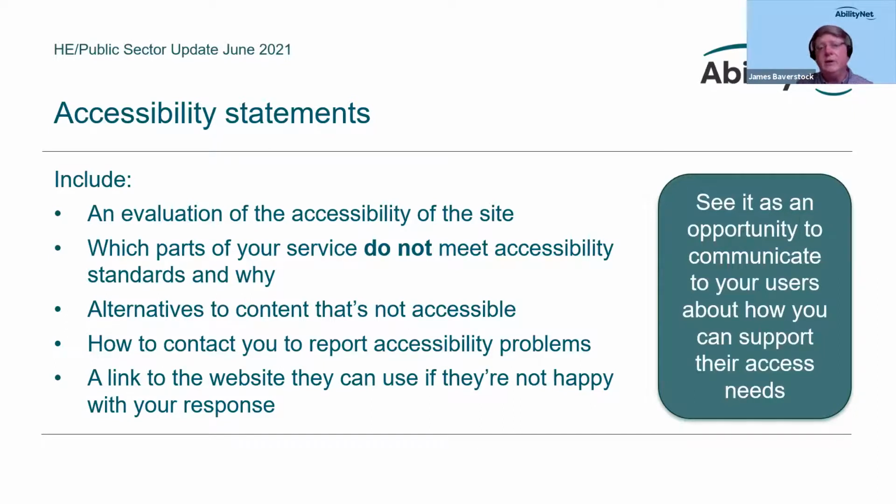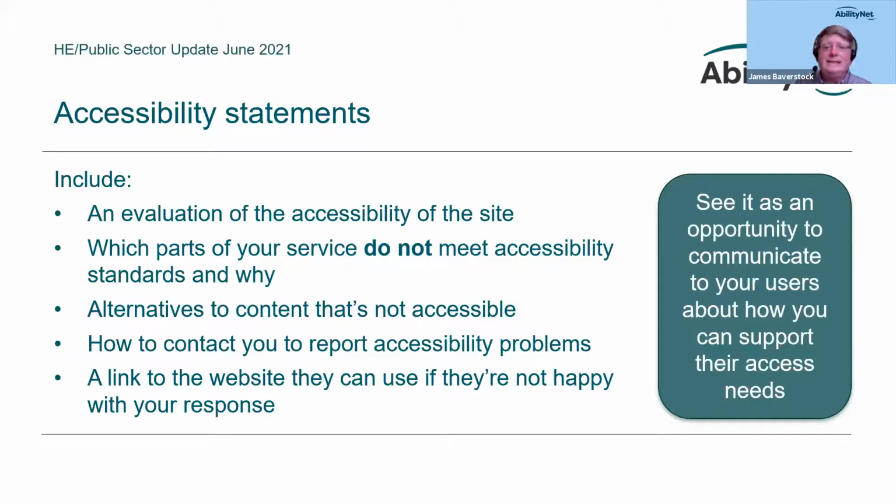And then you can document in your statement which parts of your service don't meet accessibility standards and why, and provide alternatives to content that's not accessible, if possible, or at least give people contact details they can use if you can provide things in an alternative format. And very importantly, providing a way to contact you to report accessibility problems, and a link to the website they can use if they're not happy with your response, so how someone can escalate a complaint if you haven't dealt with their issue properly. This is a compulsory part of the template that's available for accessibility statements on gov.uk.